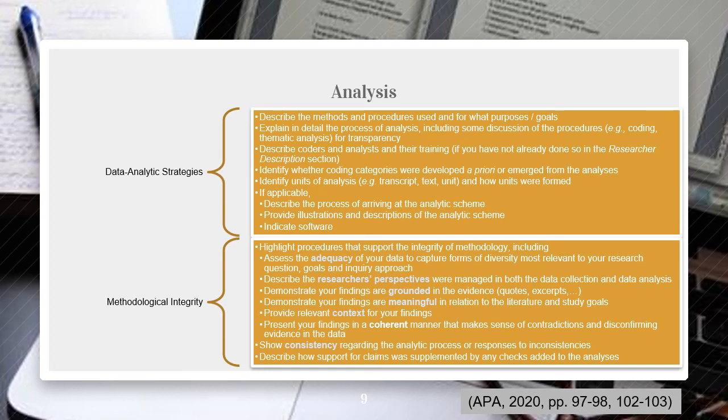You'll provide relevant context for your findings, and you'll present your findings in a coherent manner that makes sense of any contradictions or just confirming evidence that you might have found in your study. It's critical to show consistency regarding the analytic process or responses to inconsistencies. And finally, you'll describe how support for your claims was supplemented by any checks added to the analyses. For example, did you conduct member checks to ensure that you were capturing what they had intended?